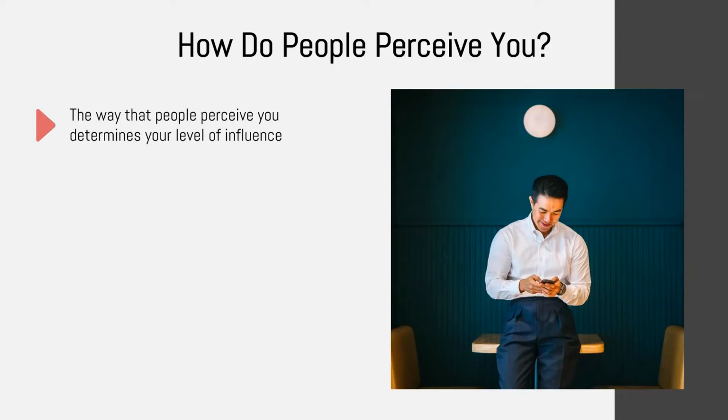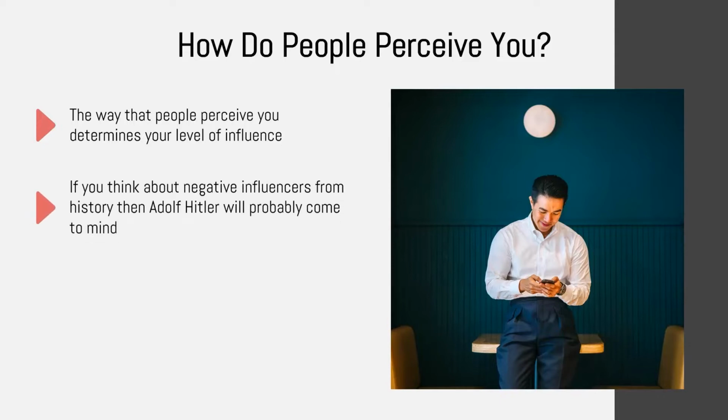It is likely that you have heard someone say he or she is a bad influence, and this is true. If you think about negative influencers from history, then Adolf Hitler will probably come to mind. He was able to negatively influence a whole country to do terrible things. The power to influence is neutral. You, as the influencer, need to determine whether you will use this power for good or bad. We want you to use your influence for good.